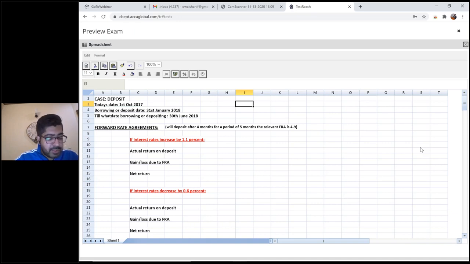Note today's date given, just find it. Borrowing deposit date, it's given, just find it. Until what date you are borrowing or depositing, that's also given. Okay. Now you need to decide which is the best one through all 3 techniques. The first technique is FRA.